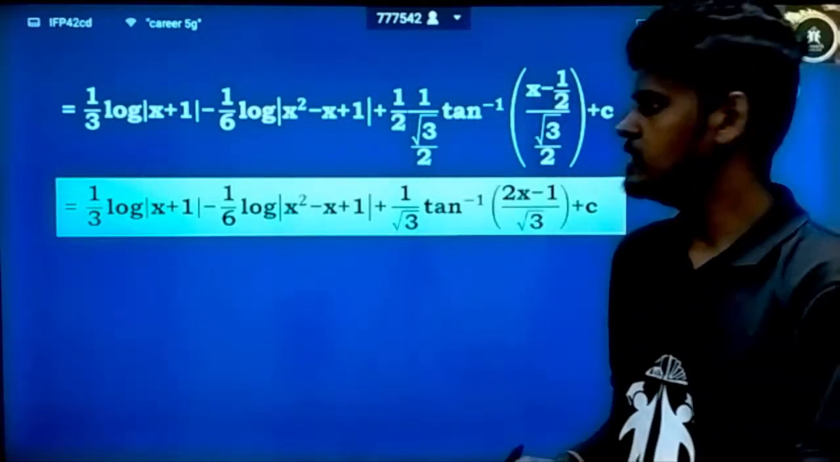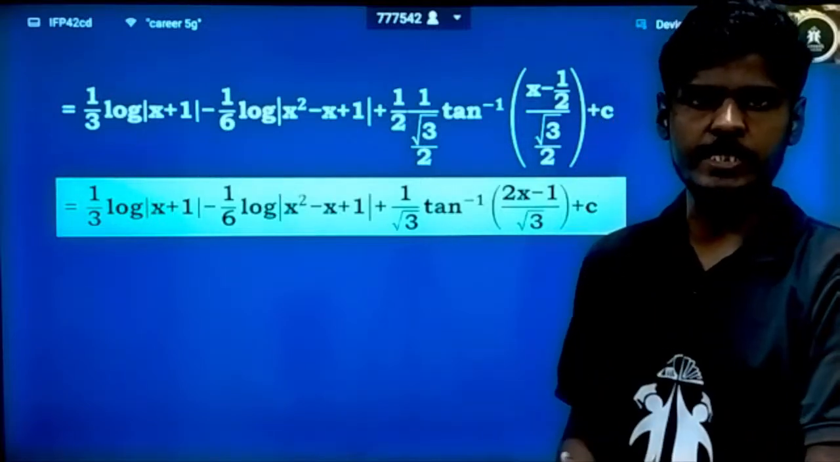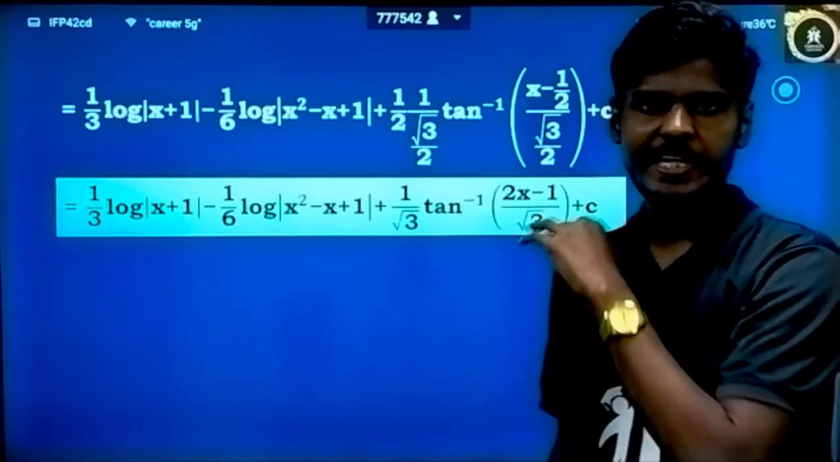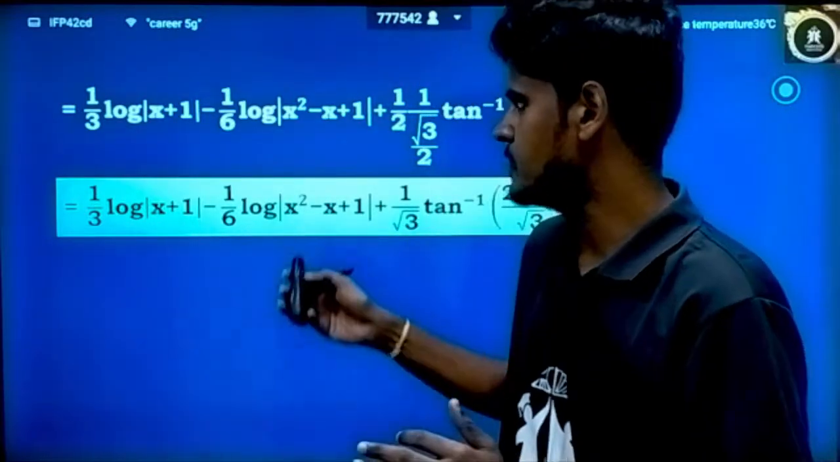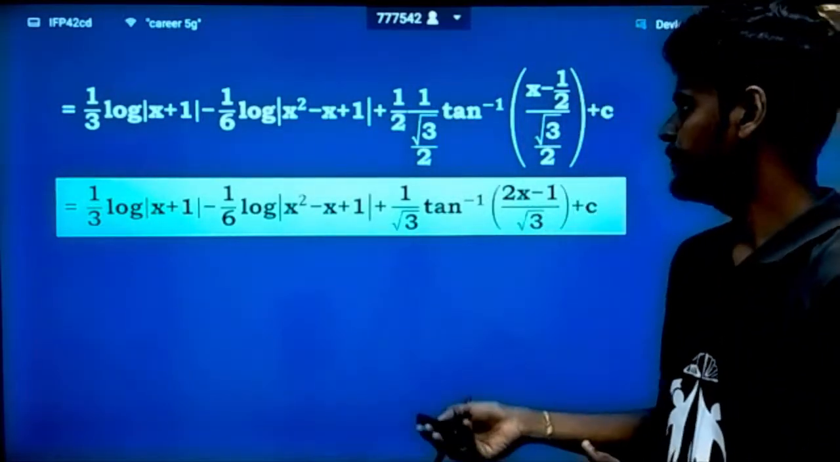Questions will be lengthy in this, but still we can solve them easily, as long as you don't commit any careless mistake. That is the only consideration we should make in this. Otherwise it is very, very easy to solve.